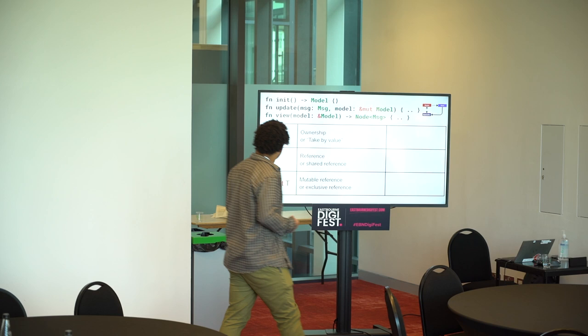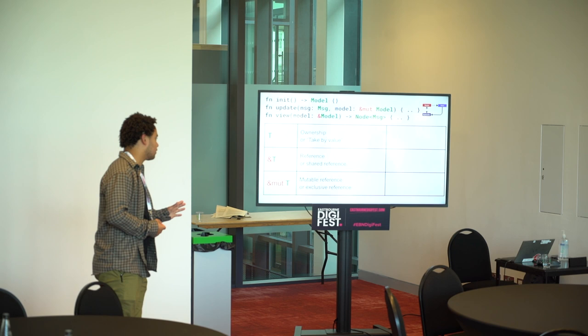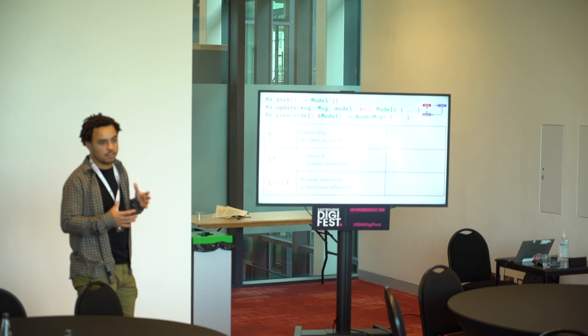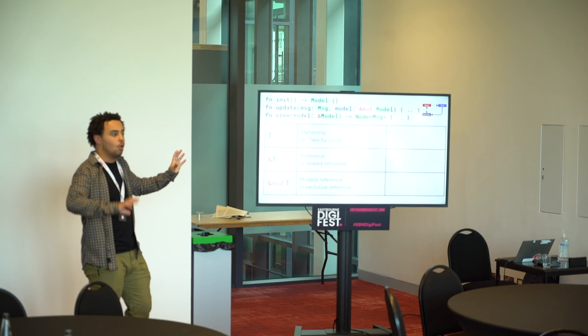The second way we use a type is with an ampersand T. And that represents a shared reference, or just a reference, and it's called a shared reference as well, because you can have multiple references to the same value. Rust guarantees at compile time that a value is never moved while there is still a reference to that value.